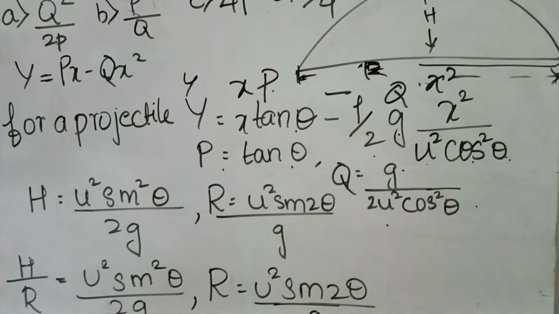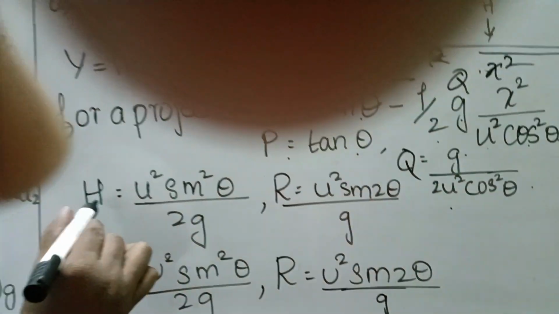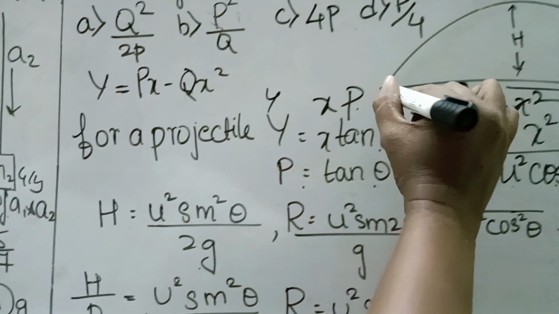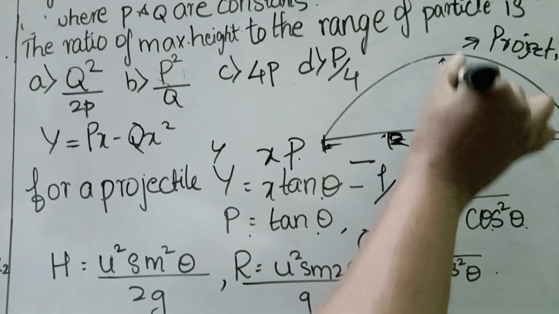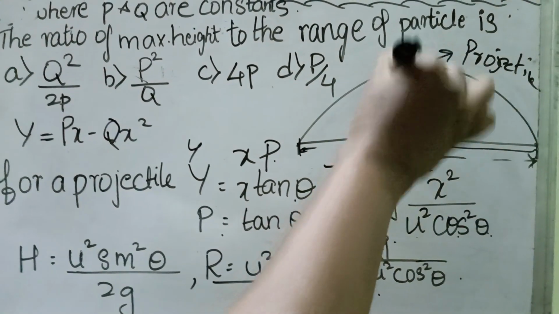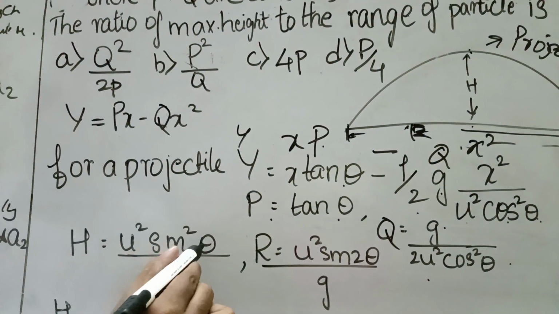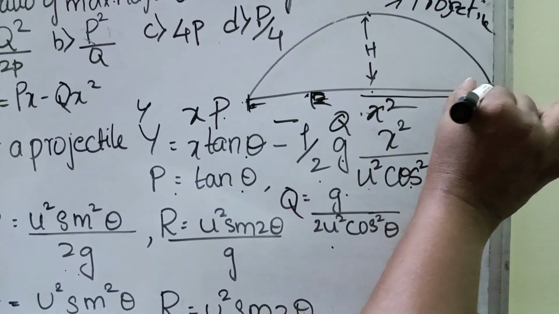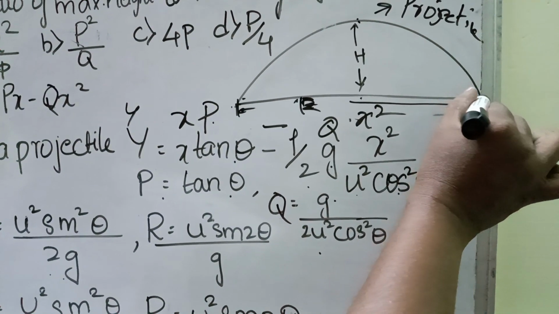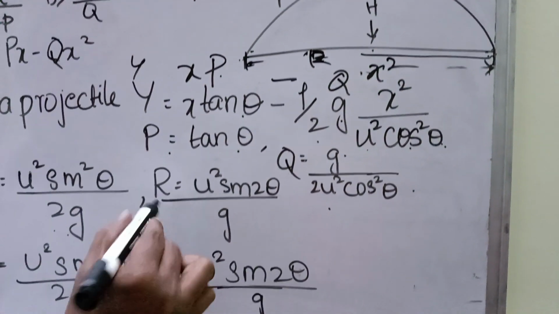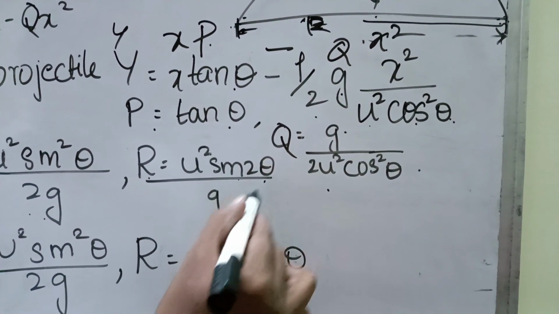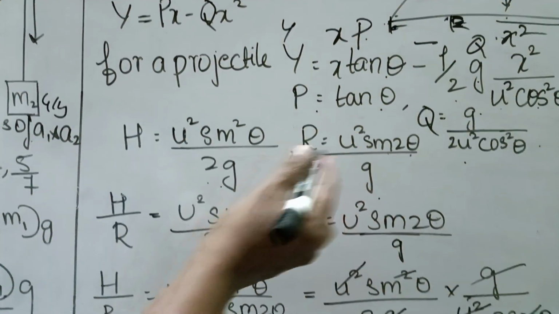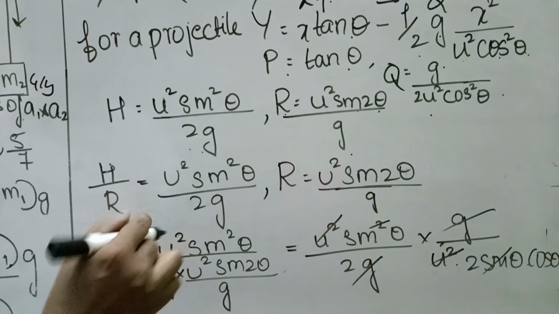So after getting these values, we know that for a projectile h is equal to u square sin square theta by 2g. This is the maximum height the particle reaches when projected. The range, the distance that the particle travels, is called r. Range is equal to u square sin 2 theta by g. These are the two formulas which you have in your physics subject, in the motion chapter.